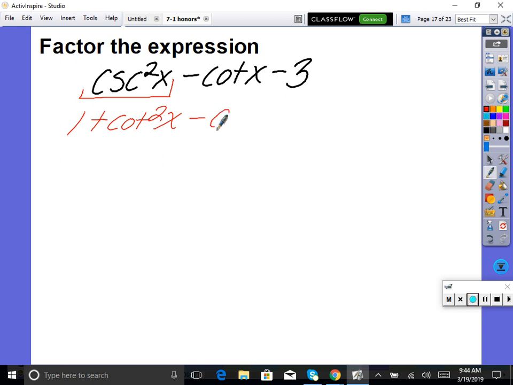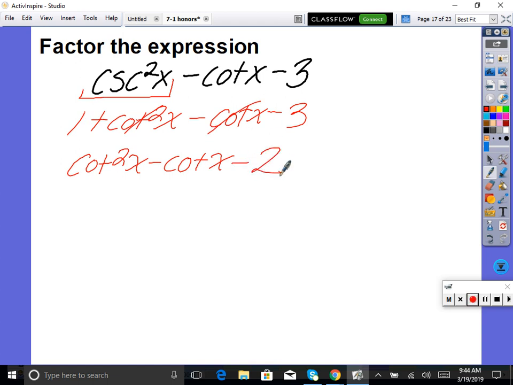So now we have minus cotangent of x minus 3. Then you'd say, let's get this in standard form and let's combine like terms. So that's cotangent squared x minus cotangent of x, right? And then minus 2. Now I had someone last hour ask me, can I combine those two? But that's like combining an x squared plus x or x squared minus x, right? We can't combine those.